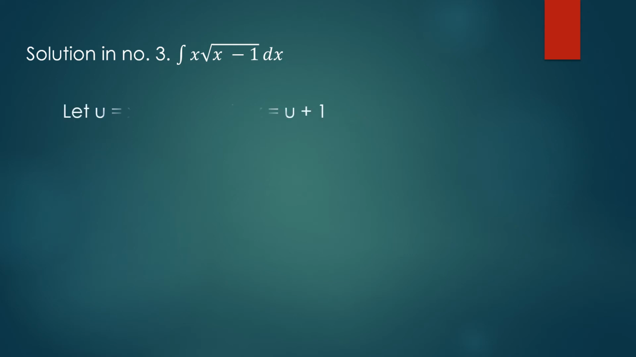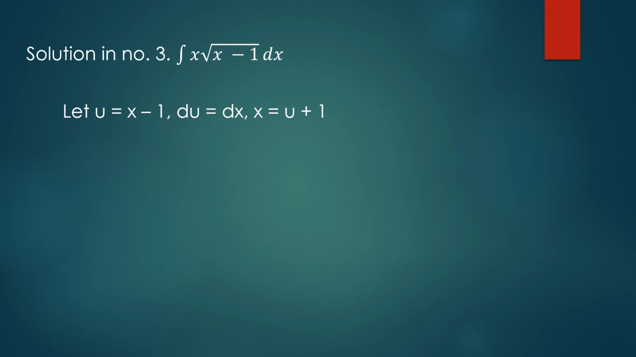Number 3, integral of x times square root of x minus 1 dx. This time, we will have to decide among x and x minus 1 as our value of u. As we observe, we can have x minus 1 as our value of u. So we let u be equal to x minus 1, and the derivative of u is du. The derivative of x minus 1 is 1 or dx.